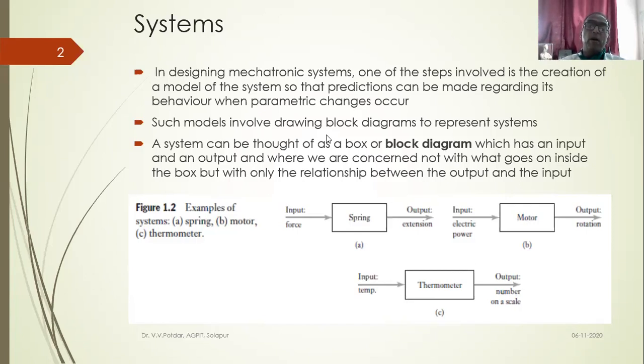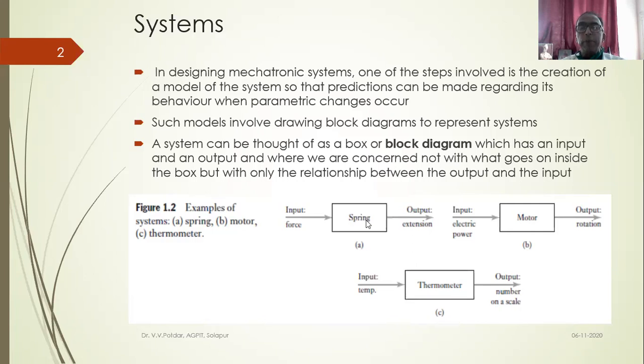A system can be thought of as a box or a block diagram which has an input and an output, and where we are concerned not with what goes on inside the box, but only with the relationship between the output and the input. So our objective is very clear: what is the input to that system, what is the output from the system, and what that element or component or subsystem is exactly doing. So the system is a representation method.